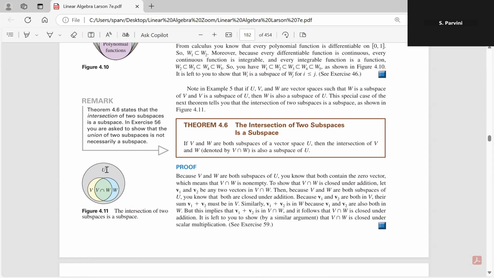So the parent has a whole bunch of vectors in it. It's a vector space. That means all the vectors in U, the circle of U, meet those 10 axioms. And then we have these two children. If V is a subspace, the circle of V, and the circle of W, the intersection, the green area, would also be a subspace.